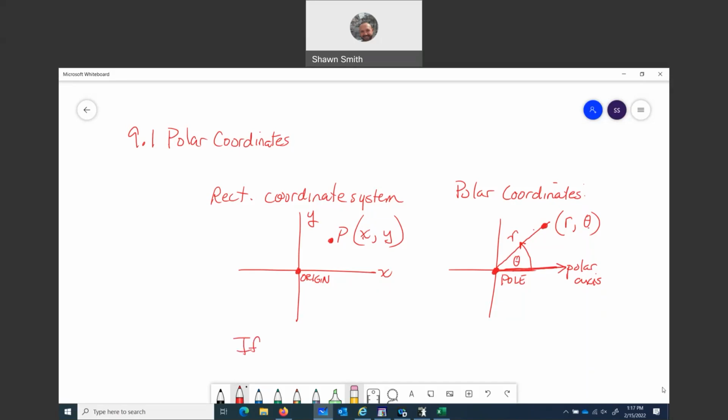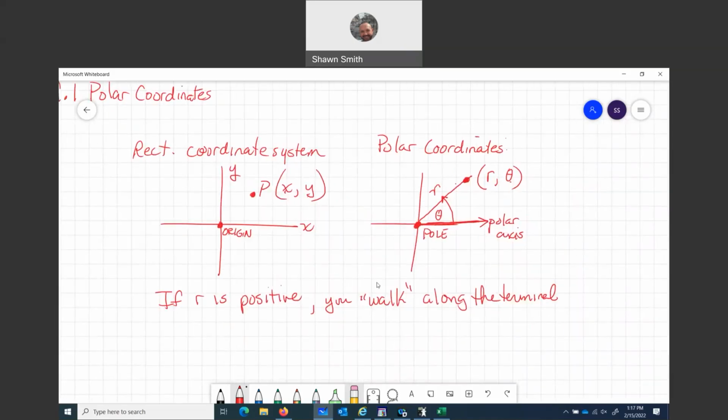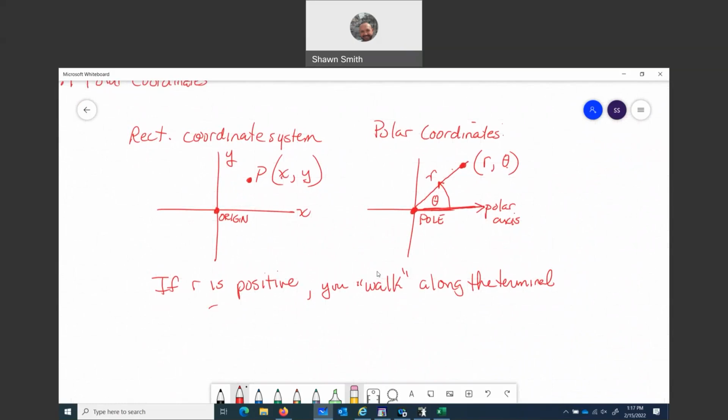If r is positive, you walk along the terminal side of that angle. If negative, you walk backwards, not turn around and walk on that terminal side. You walk backwards, in the opposite direction of that terminal side.